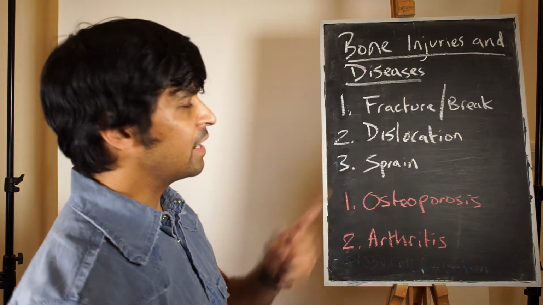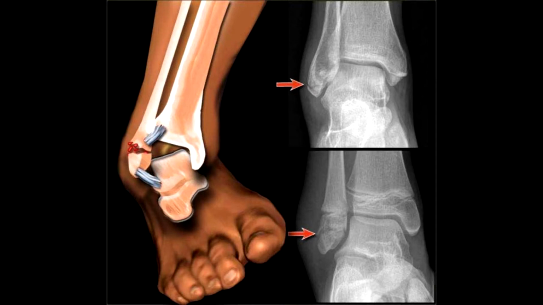And a sprain is when a ligament gets stretched way too far and it can potentially tear the ligament as well. So pictures of all of those should be flashing on the screen.